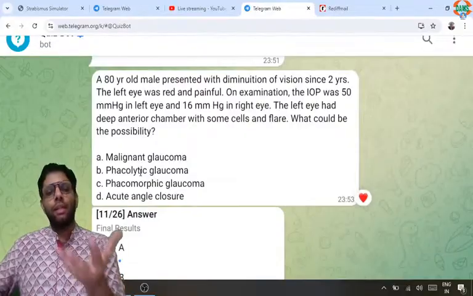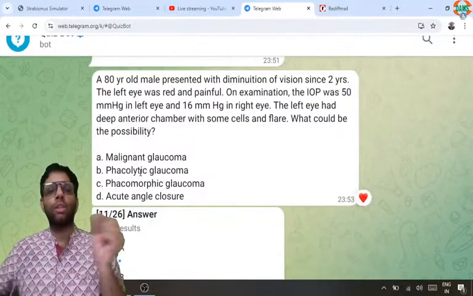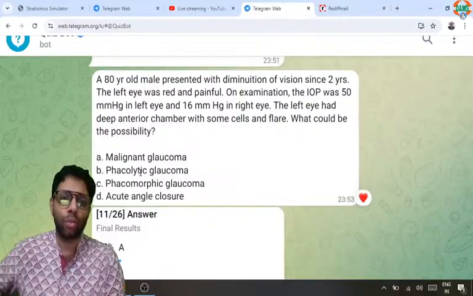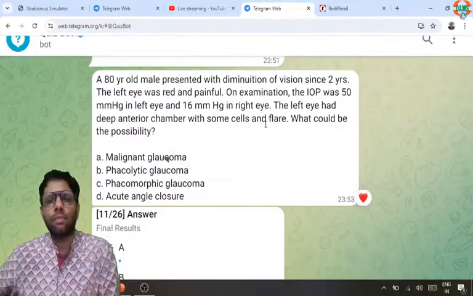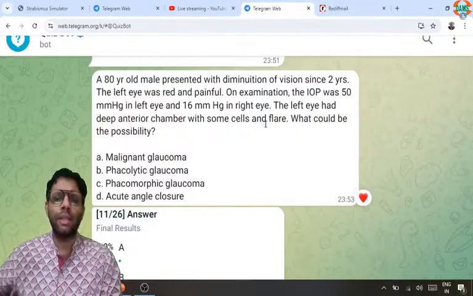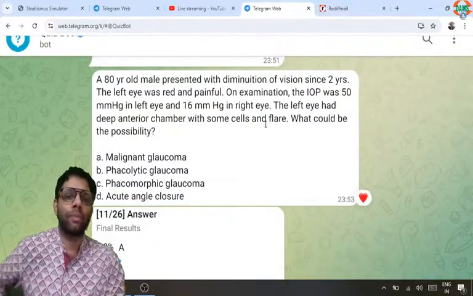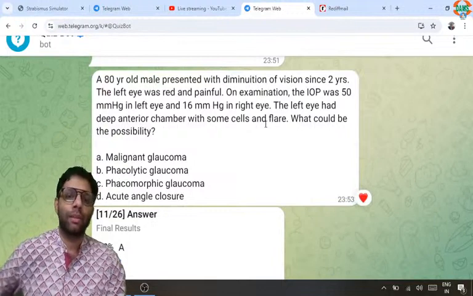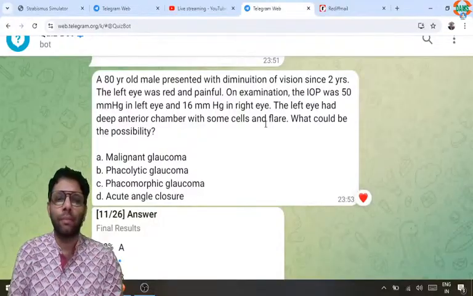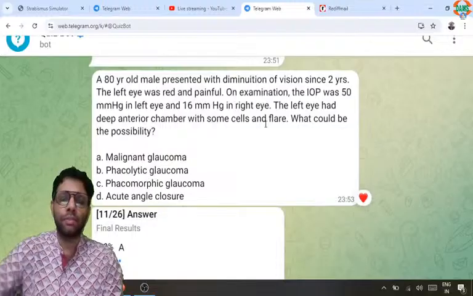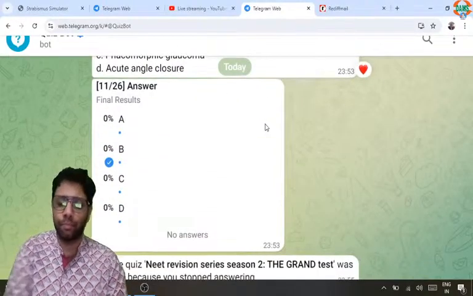In hypermature cataract, the lens size is already small, so anterior chamber is already deep, and lens proteins can come out and block the trabecular meshwork, causing secondary open angle glaucoma, deep AC. And some cells and flare. Some students have asked me, sir, cells and flare are seen in uveitis? Cells and flare can be seen in any inflammatory condition. This is secondary high IOP, which has some inflammatory condition. Even acute angle closure has some cells. Sometimes they write this only to confuse, but there was no option of uveitis. Okay, so that's why answer is phacolytic glaucoma, also known as lens protein glaucoma. That's why the B answer is there.